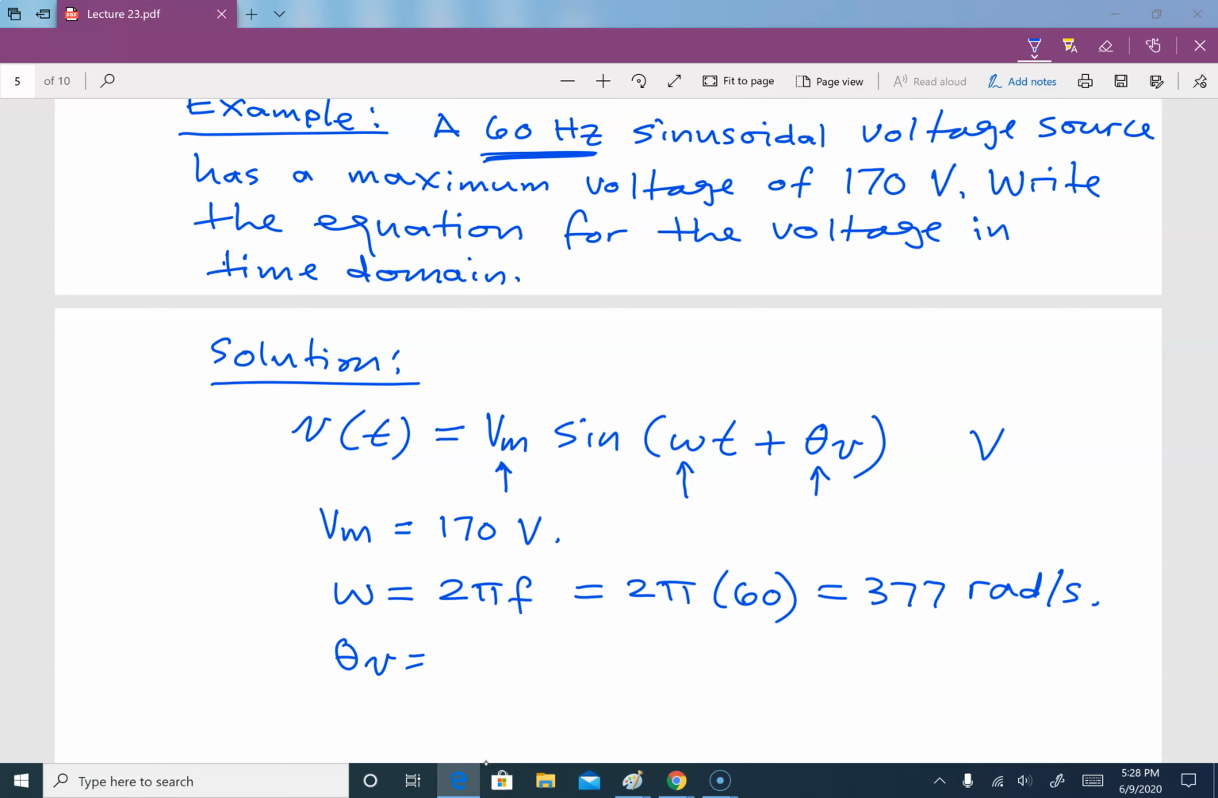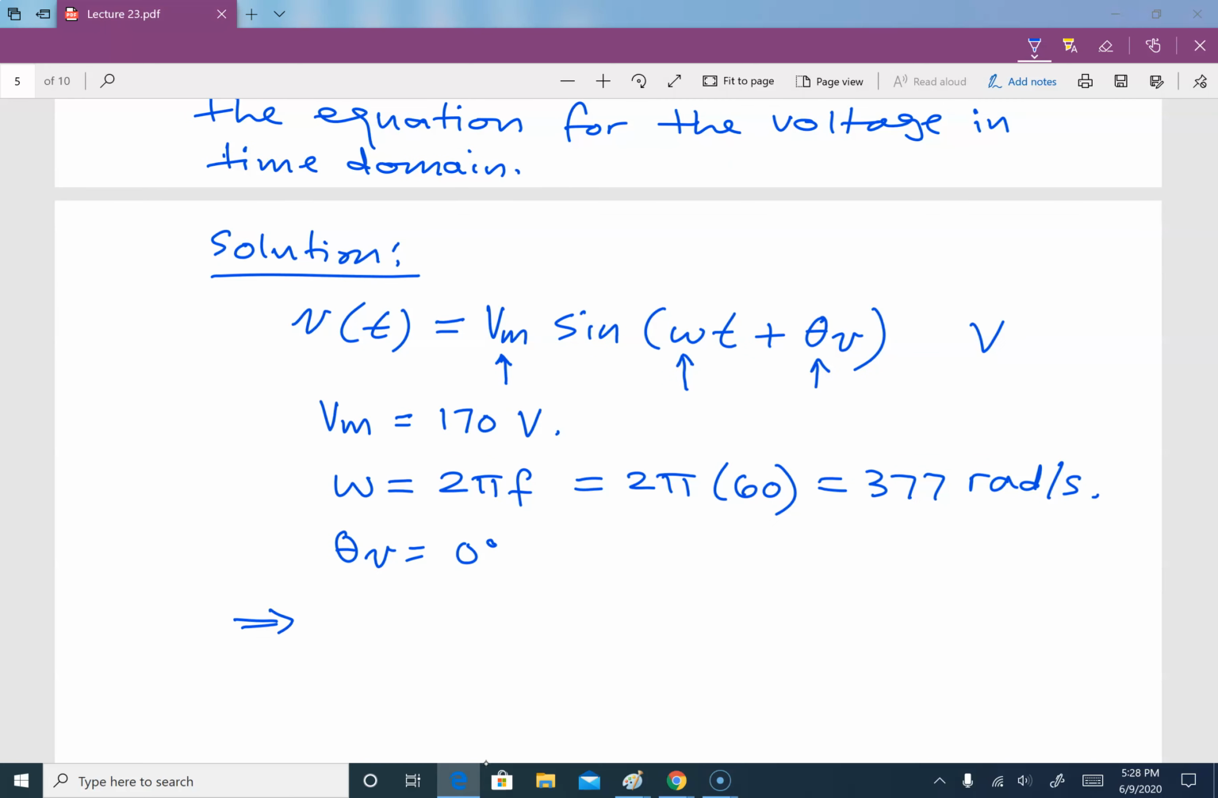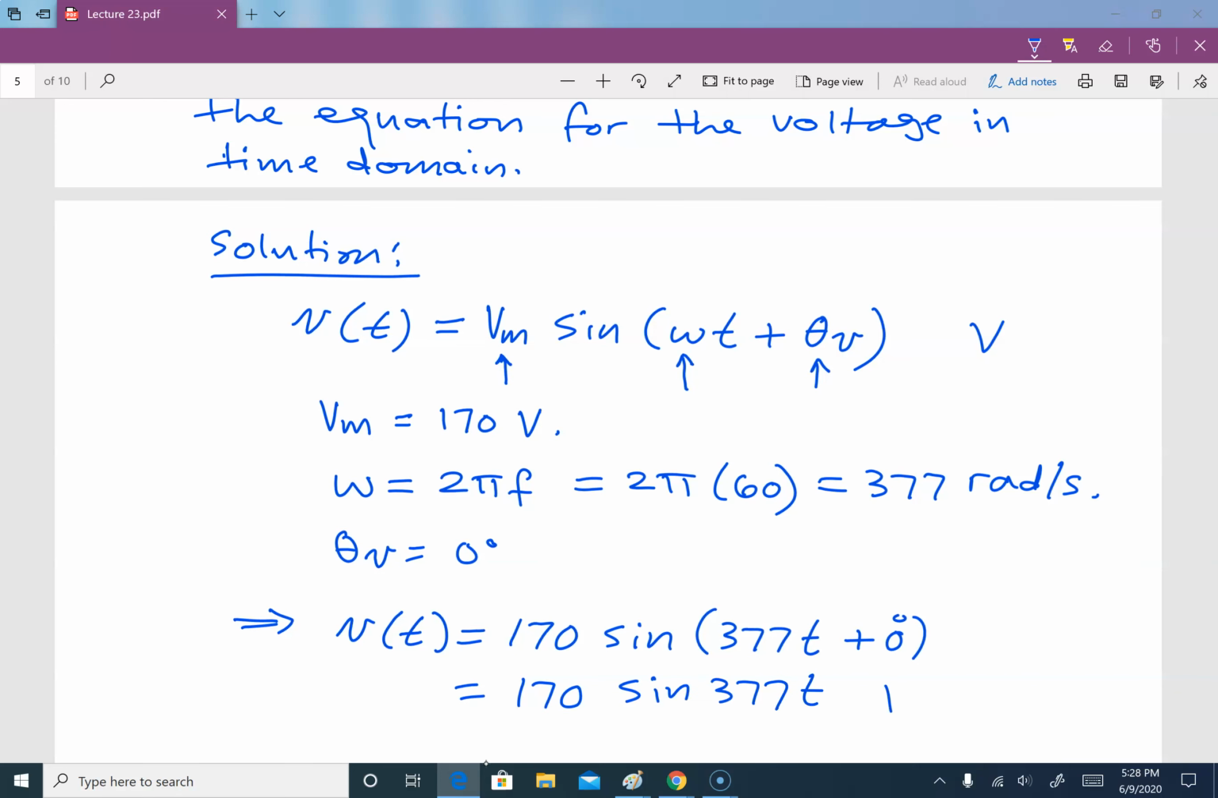Now regarding the theta v, since theta v is not given in the problem because we do not have an expression, then we can put that as 0. Then from that, we just substitute into our v of t. Vm is 170 sine 377t plus 0 degrees, which is simply 170 sine 377t volts. And that is our answer.